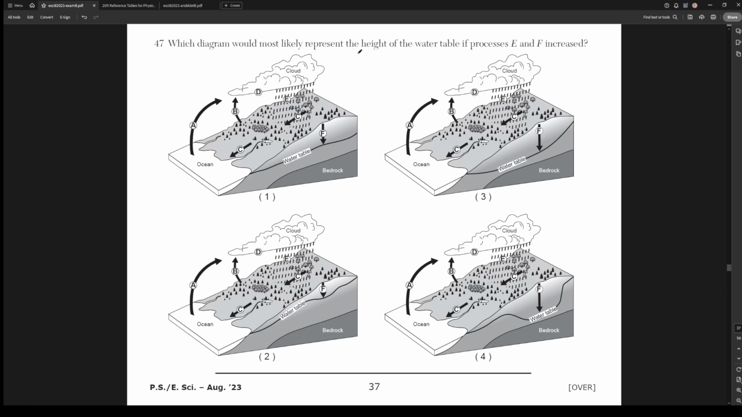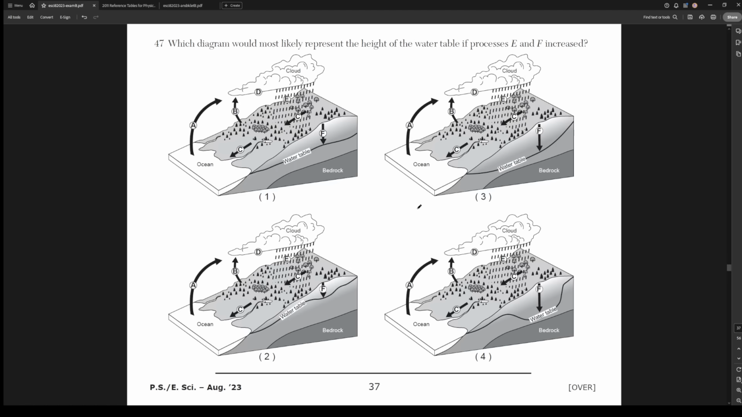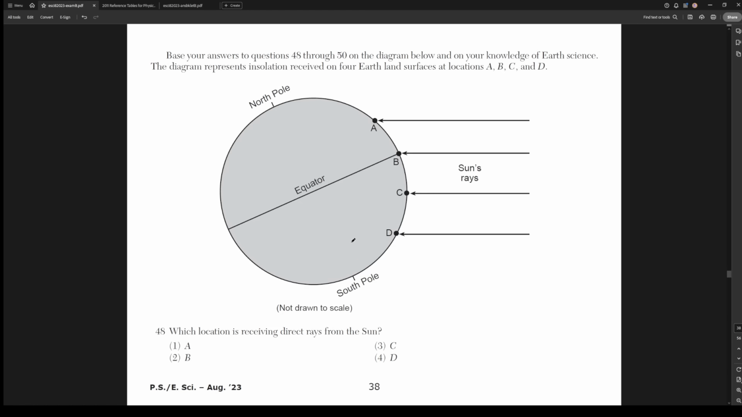Which one would most likely represent the height of the water table if E and F increase? So E is precipitation and F is infiltration. So more water is coming down into the ground. So water table is going to go up. So it's going to be this one. Water table is like pooling of water underneath the ground. So it's going to be more of it too. This one shows about the same, this one shows less, and this one shows way less in that area.